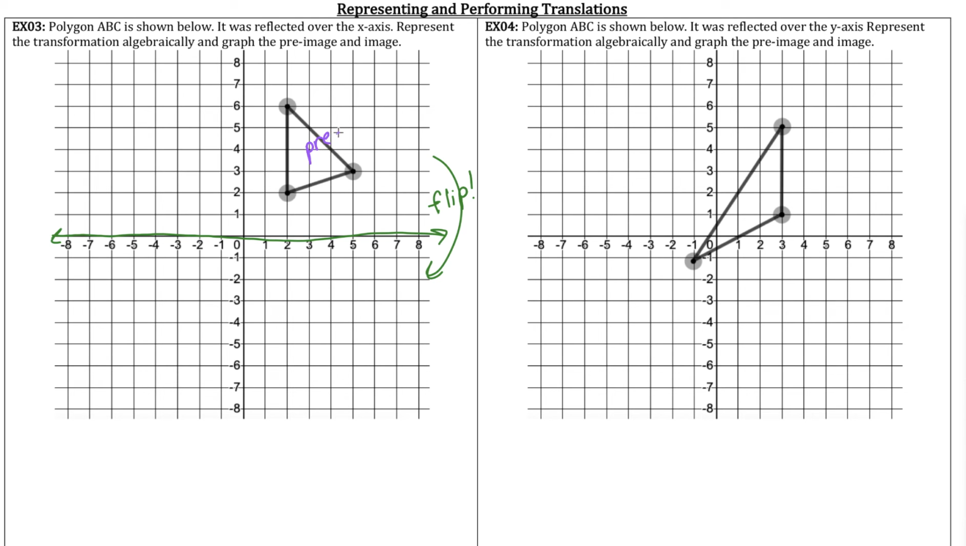Pre-image. Is I would label these. So I'm just going to do A, B, I'll use purple. A, B, C. And then I'm going to flip it over. Now, if you look at this, when I flip it, it's just going to be opposite. So you see how this is A, like up, like there, it's 2 away from the x-axis. It's going to be 2 away right here.